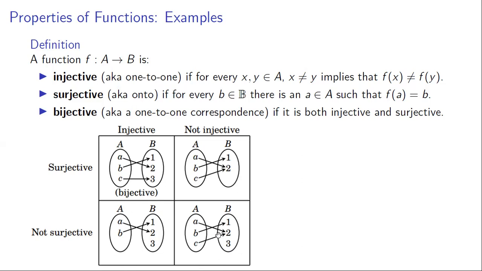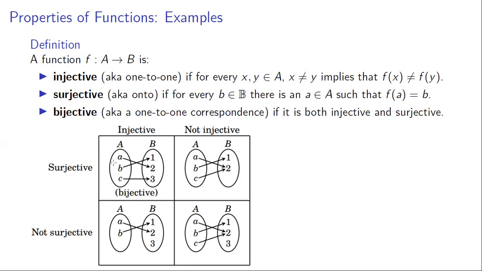Let's take a look at the bottom right now. So it's neither injective nor surjective. Why is it not injective? Well, you see here that A and C lead to the same output, so it's not injective. It's also not surjective because you have this 3 here by itself.